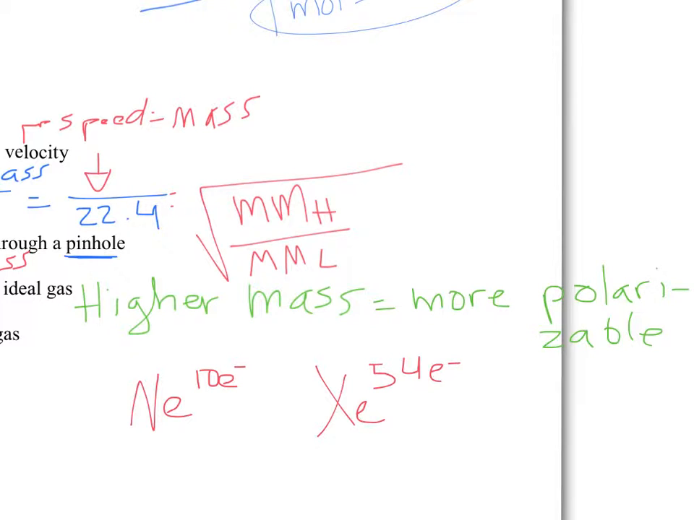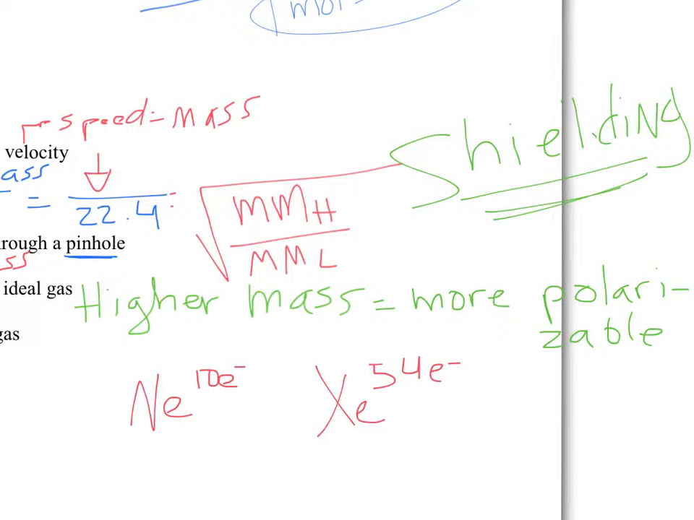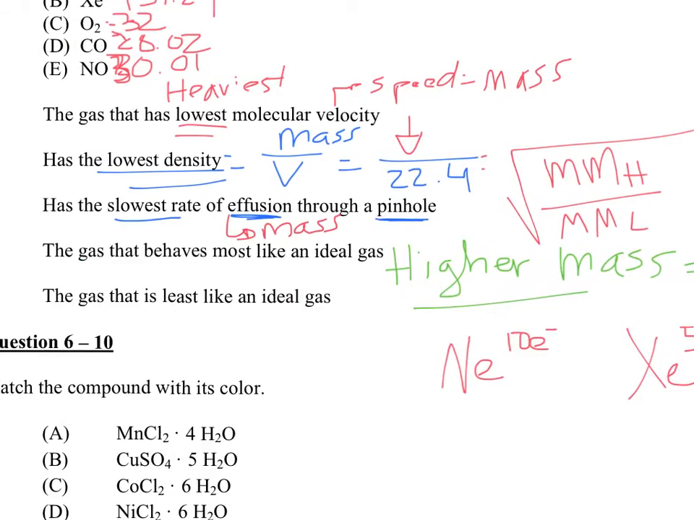Remember we talked about this word yesterday? I think I just misspelled that. Shielding. I before E except after C, actually, it's really E before I with a bunch of other cases. Who cares? So shielding is that word. Xenon has all those orbitals in the way, and so it's hard to hold on to those electrons. So the higher mass is more polarizable. So that's kind of why it's less ideal.